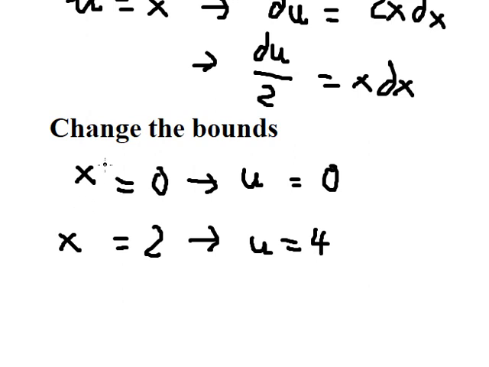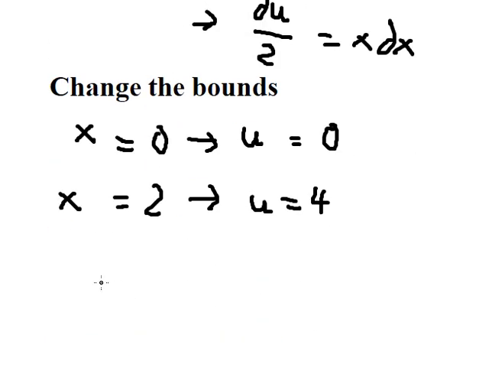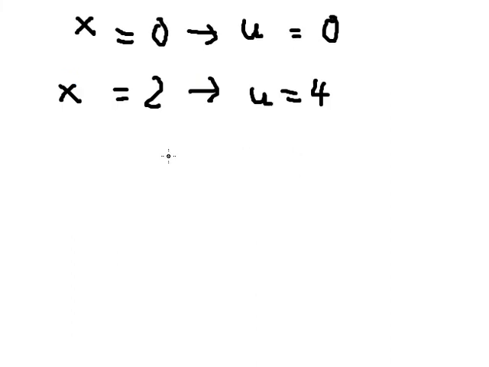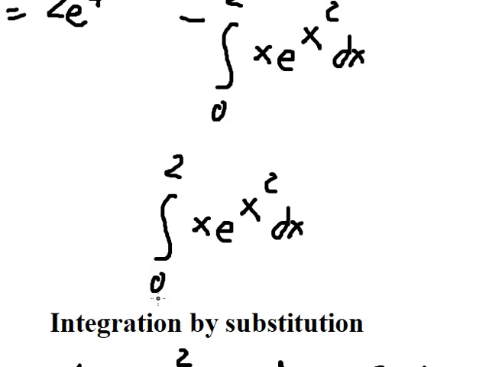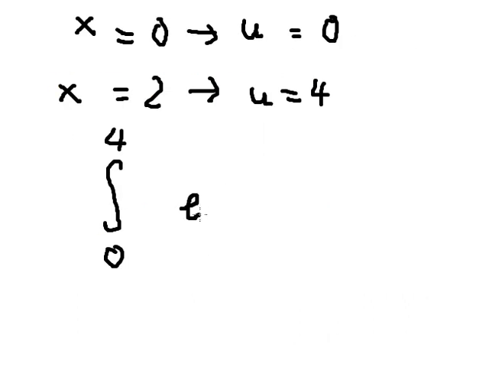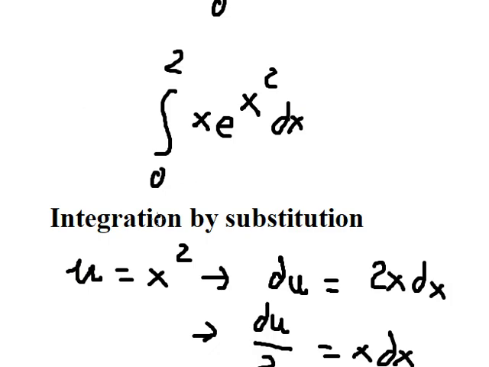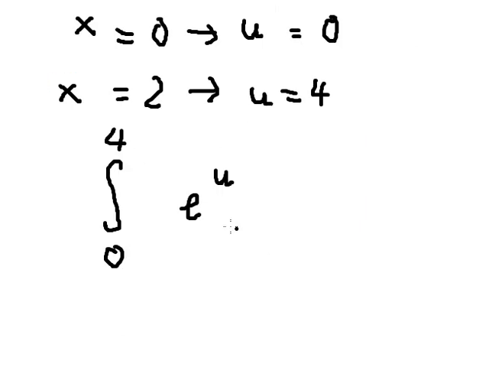And now we need to change this integration. Number 2 we change to number 4. Number 0 we keep the same. s squared we change to u. s ds we change to du over number 2.